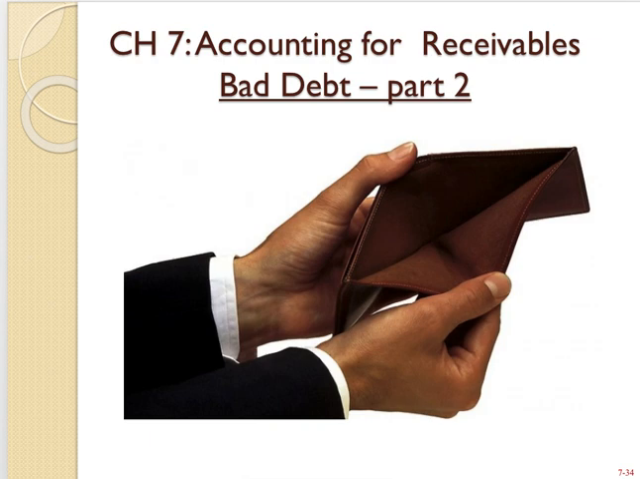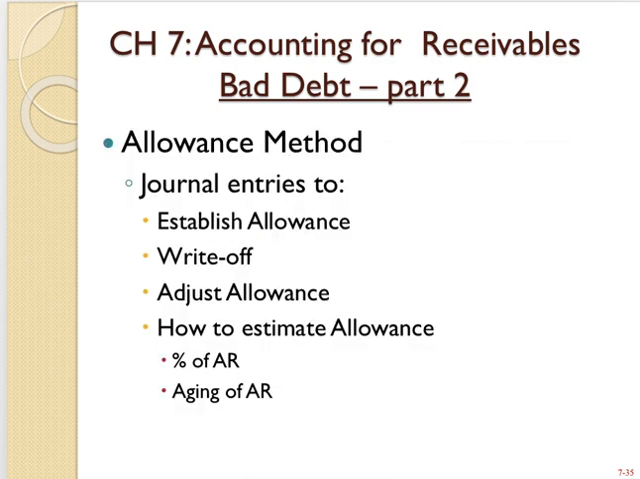This is part 2. And in the last video, we learned about what bad debt was, and we learned about the allowance method and why it is the preferred method, but we didn't actually talk about how we do the accounting under the allowance method. So in this video, part 2, we're going to learn the actual journal entries required to establish the allowance, to write off bad debt, and then to adjust the allowance, as we're going to have to do every single accounting period.